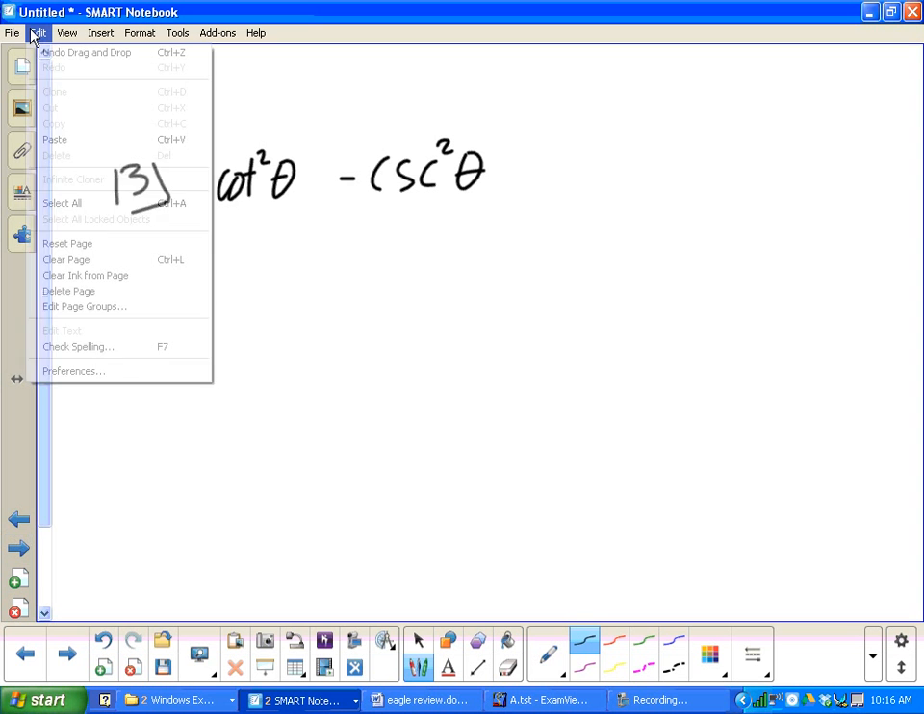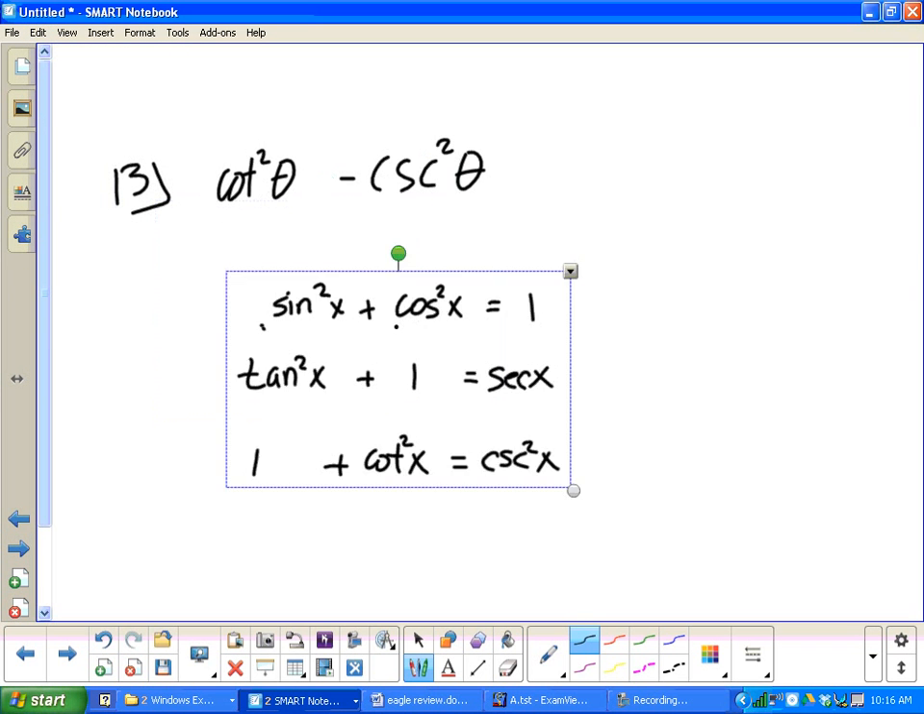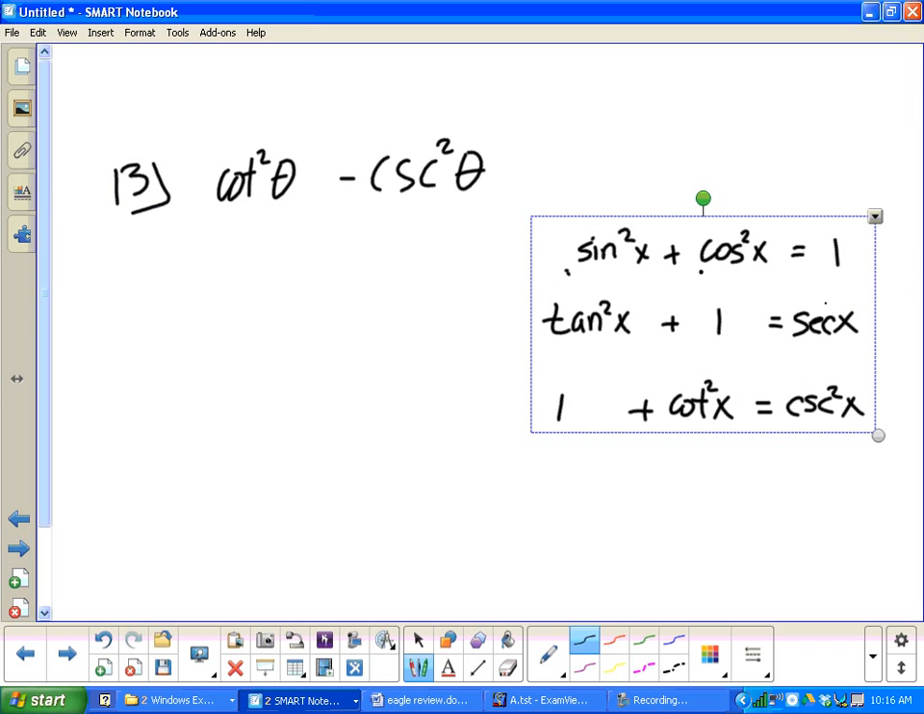All right, here we go. Now, this one's pretty simple too. How can we get cotangent squared minus cosecant squared? Subtract this over, but then you're going to have to subtract the 1 over. So that's going to be negative 1.